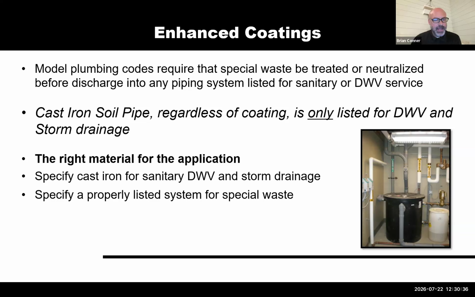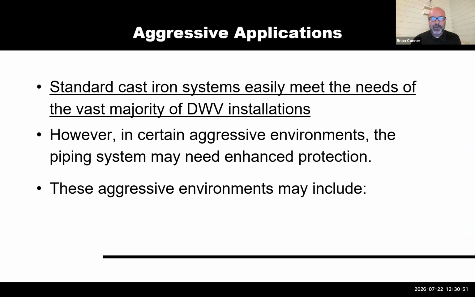So the right material for the application, depending on what the application is, either cast iron DWV, or it's some special waste system. But I just want to make sure that we've got that clearly defined before we go forward. So for standard cast iron, it easily meets or exceeds the needs of the vast majority of DWV installations. And again, we've shown from the very beginning of this presentation that cast iron, as opposed to some other piping materials, has been around for a really, really long time.